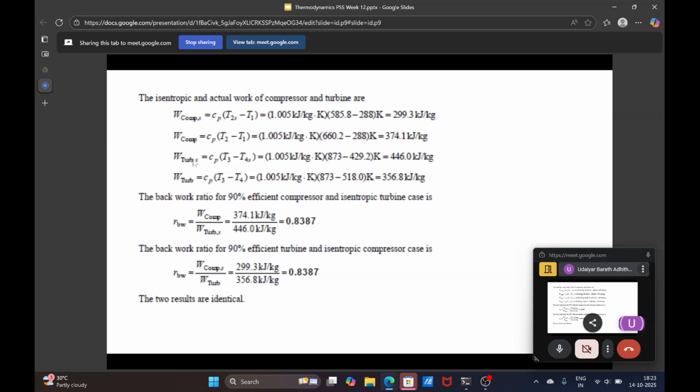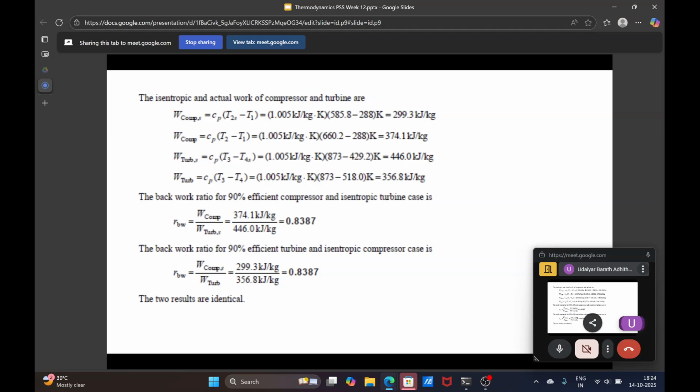And in case of the turbine, the isentropic expansion gives you a work of 446 kilojoule per kg, and with the 0.8 efficiency you get the actual turbine work to be 356.8 kilojoule per kg.